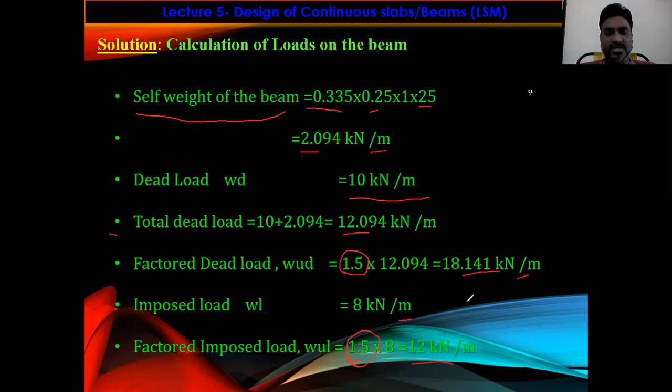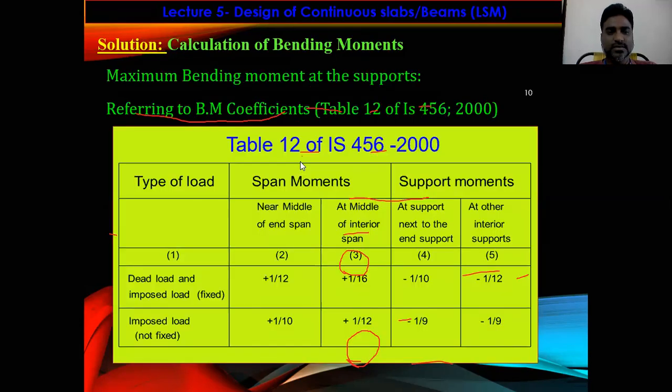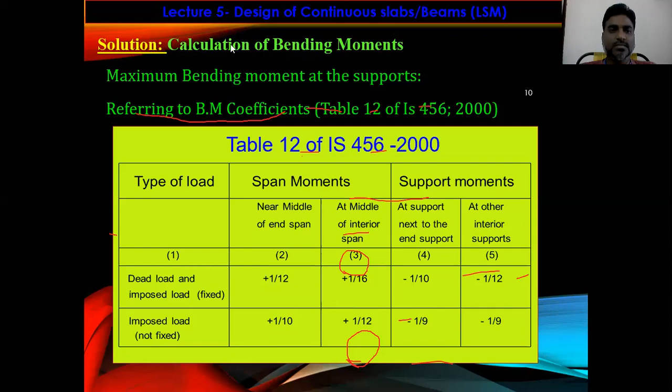So dead load is fixed, right? So next, you have calculated the factored loads. Next we need to determine the bending moment. For calculation of bending moment, we need to determine the bending moment coefficients as per IS 456 for continuous beams. Therefore, here you need to calculate the span moments and support moments separately, right? Span moments and support moments.